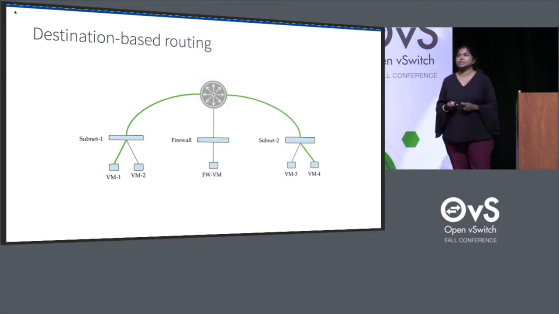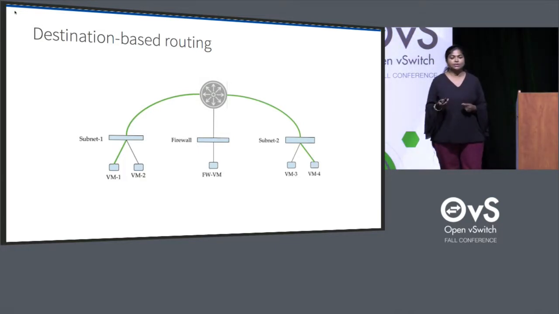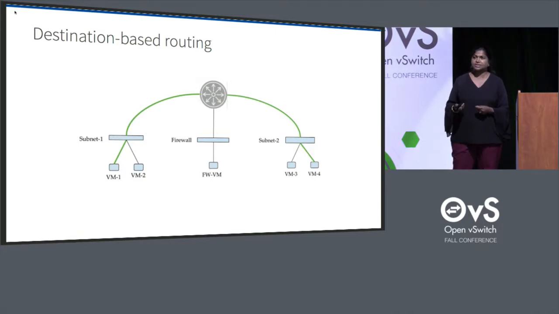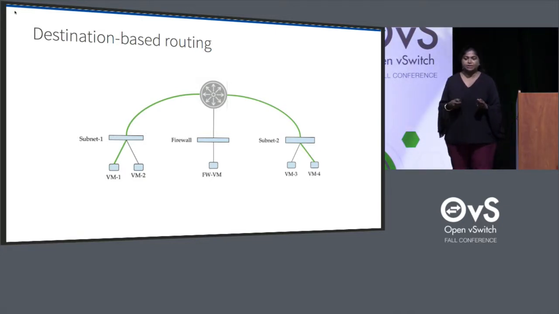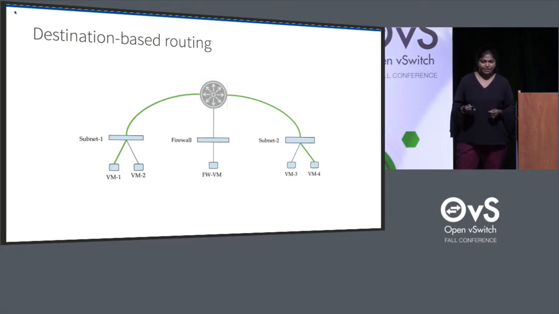When VM1 wants to send a packet to VM4, the packet goes to subnet 1, then it goes to the logical router. At the logical router, the lookup is based on the destination IP, which is VM4's IP. The packet goes to subnet 2, and at subnet 2, it gets forwarded to VM4. This is traditional destination-based routing.